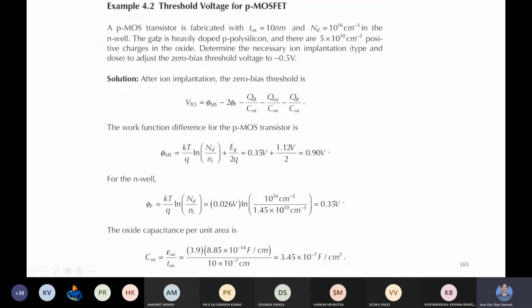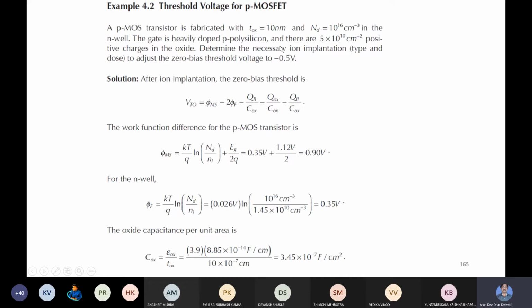The other case here is PMOS, and a similar problem is given. Oxide thickness is given, and an N type substrate is there, and its doping is 10 power 16 per centimeter cube. Because the P type MOSFET is created in an N well, the N well has this much doping, and the gate is heavily doped here again, and there are 5 into 10 power 10 per centimeter square positive charges in the oxide. So 5 into 10 power 10, this is NOx, the number of charges in the oxide region. Determine the necessary ion implantation to adjust the zero bias threshold voltage to negative.